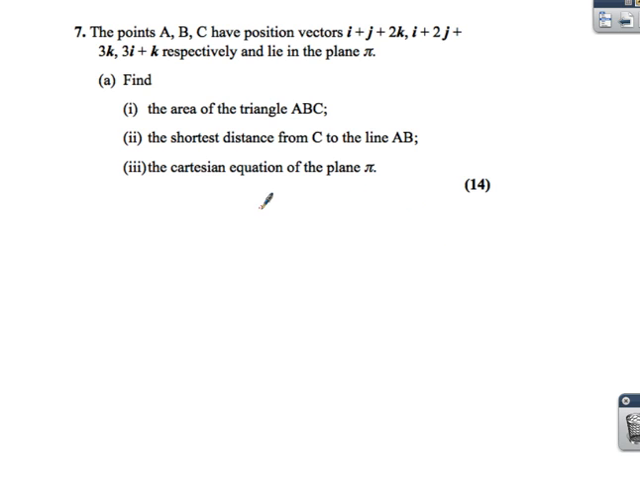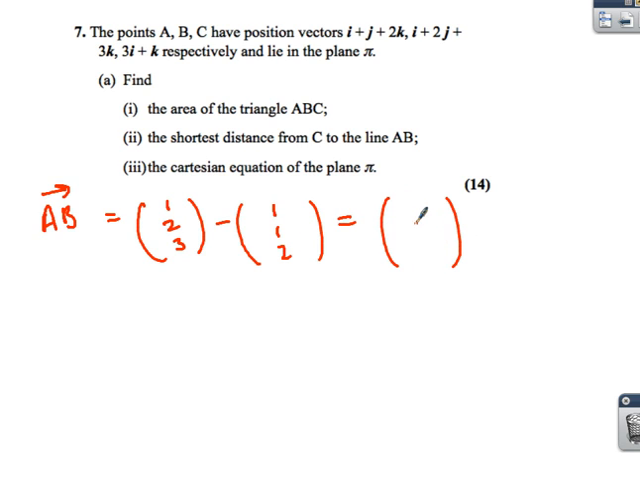Okay, so how do we do that? Well, first off, we find the vector from A to B, and we can just do point B take away point A. Point B, if we look at this notation here, is 1, 2, 3, take away vector A, which is 1, 1, 2. So therefore we have AB equals 0, 1, 1. And let's just label this as U1, U2 and U3. That'll help us in a minute.